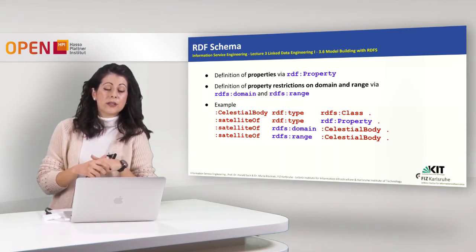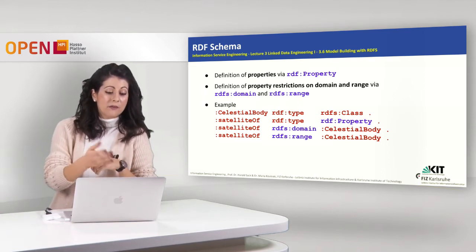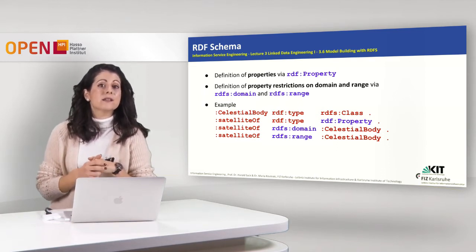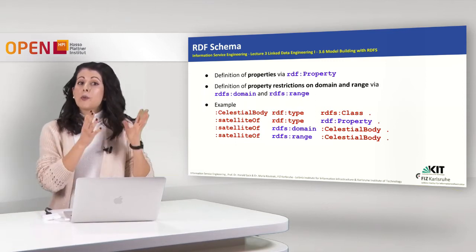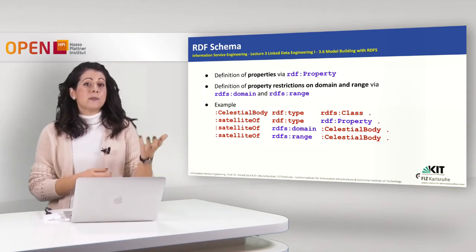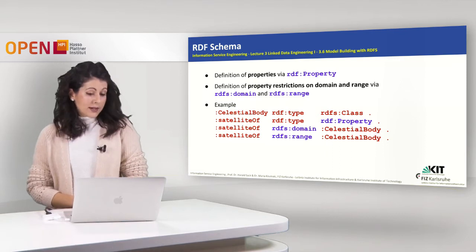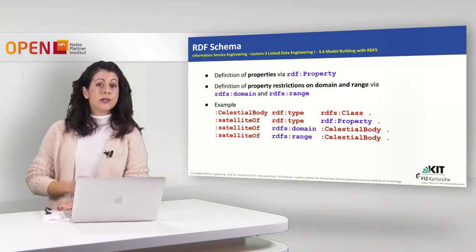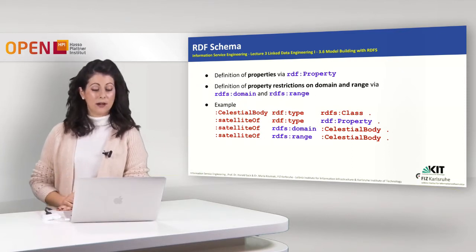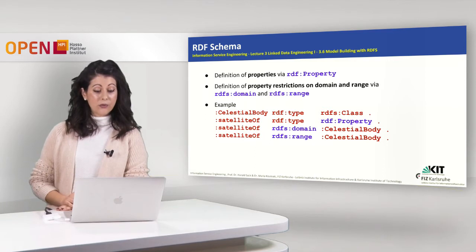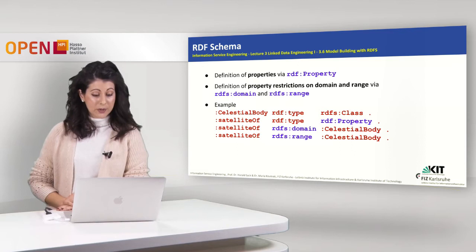And to define properties, we can also restrict the domain and the range of those properties via the RDFS domain and the RDFS range. So restriction here means that we are going to specify from which class those properties are going to have subjects and objects. And let's see it through an example so that we make it clear. So what do we see here in the first triple? That celestial body is RDF type of class. We define a class. And then satellite of is RDF type of RDF property. So we define also a property here.